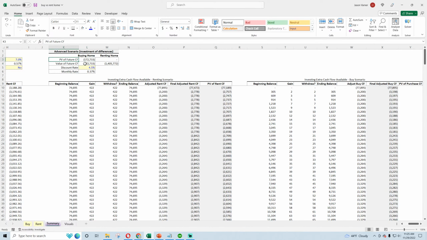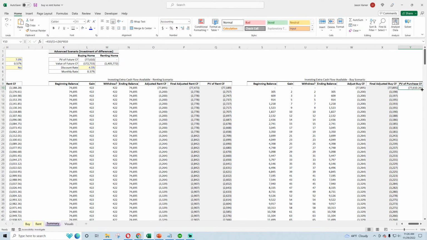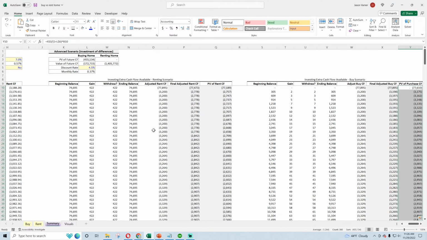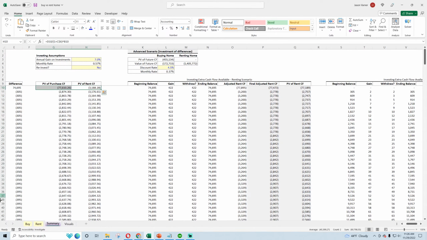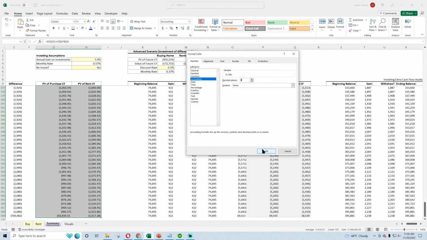So present value of future cash flows for buying is that. Value for buying is that. Oh, we didn't even do this for here yet. So here it's the same calc, except we take this cash flow. All right, and these two I can't stand. We need to format these columns. Please. All right, just 0. Okay.